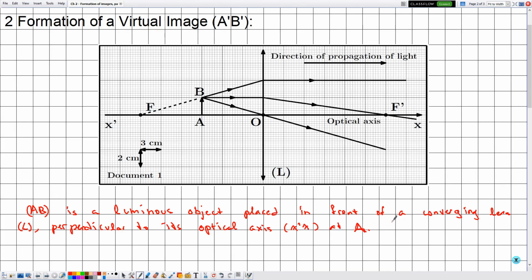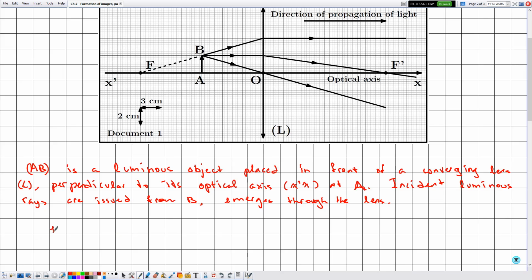Then the incident luminous rays issued from B emerge through the lens.